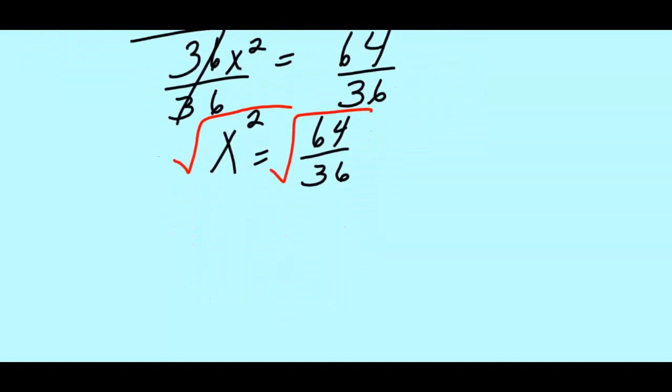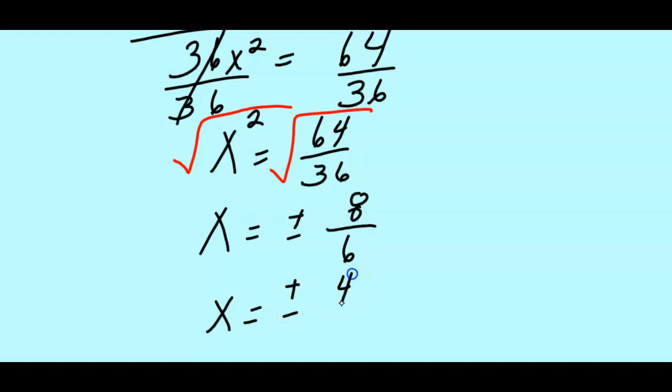The square root of x squared is just x. Put your plus or minus there because we always are going to have plus or minus in front of our answers. So x equals plus or minus the square root of 64, which is 8, over the square root of 36, which is 6. And since these are both even, I'm going to go ahead and reduce it, divide them both by 2. So x equals plus or minus 4/3.